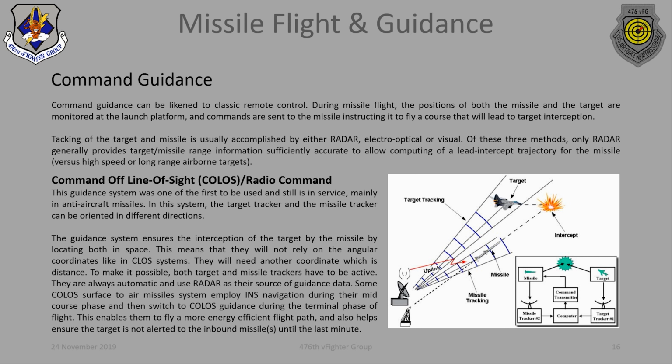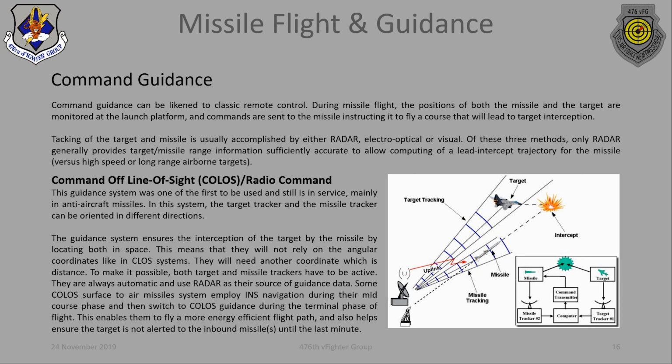You've got one beam tracking the missile itself, one beam tracking the target. Then you've got the computers in the TTR and the command station matching the two up and giving guidance commands to the missile to get them to hopefully meet the target in space. Some systems, especially your longer range systems, use a mix of COLOS and INS guidance. The INS guidance is used to essentially have the missile fly in a straight line to a predetermined point. So that's its mid-course phase.